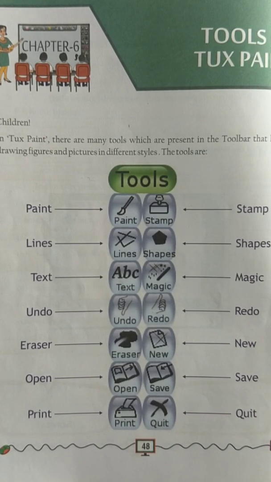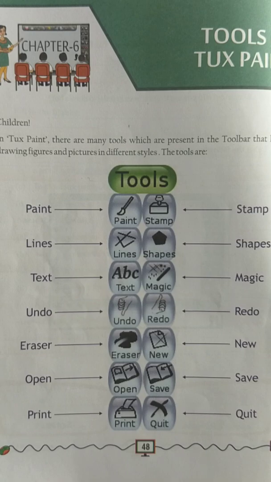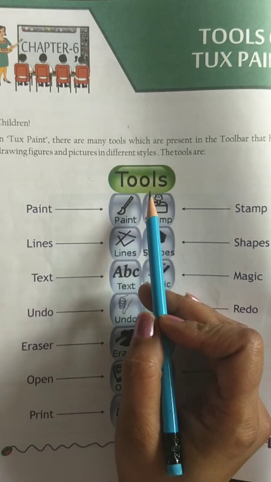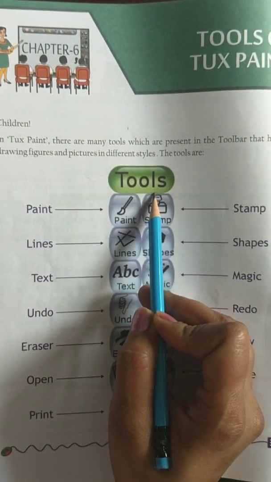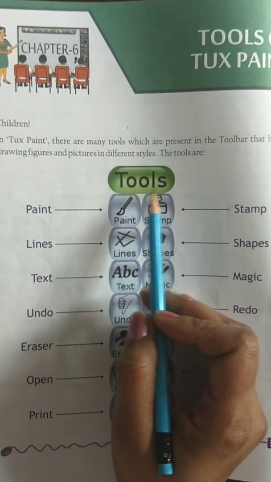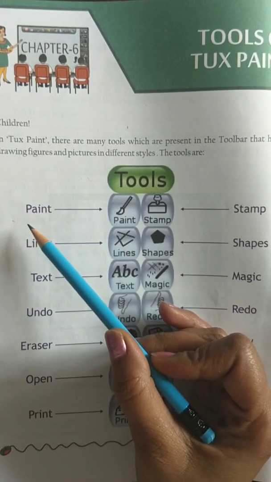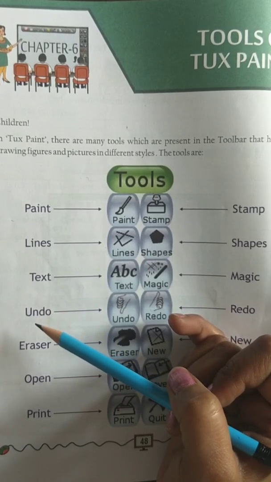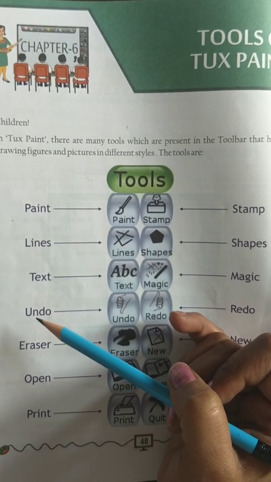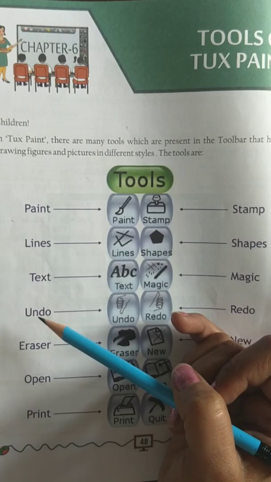So children, in the previous chapter we have studied about Tux Paint. In this you can draw different types of pictures, figures or objects and apply multiple kinds of effects to it. So today we will study about some of the tools of Tux Paint. These tools are available on the left hand side of the Tux Paint screen, as you have studied in the previous chapter. So let us read the chapter, and while reading you will underline the hard words.